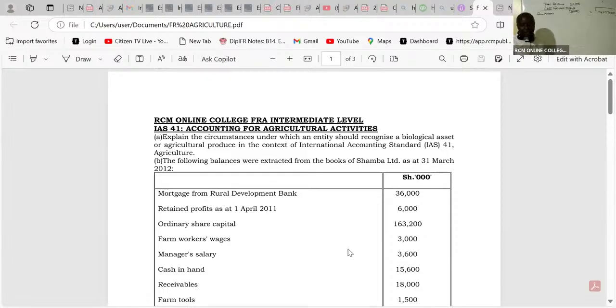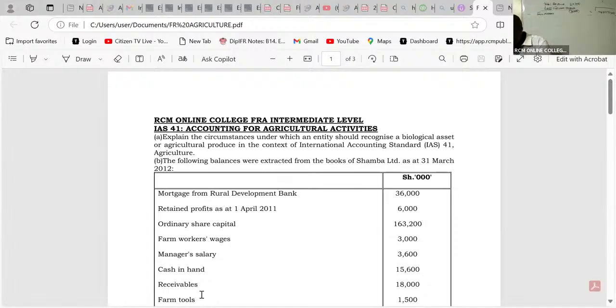All right. Now, ladies and gentlemen, from there, we can now go down slowly. What are we able to see here? You can see farm workers' wages that we have been able to handle. You can see manager's salary that already we handled. Cash in hand will go to a balance sheet. Receivables will go to a balance sheet. Then we have farm tools. These are our assets. Assets in this case will be depreciated. So depreciation will come to my general income statement.